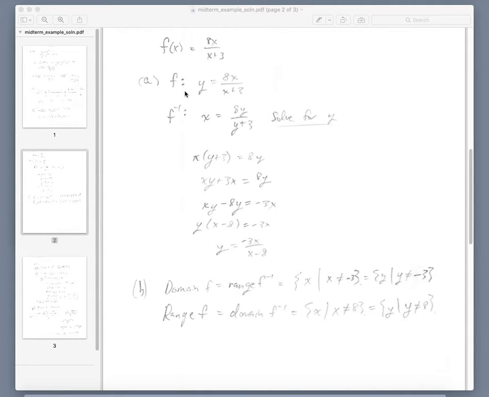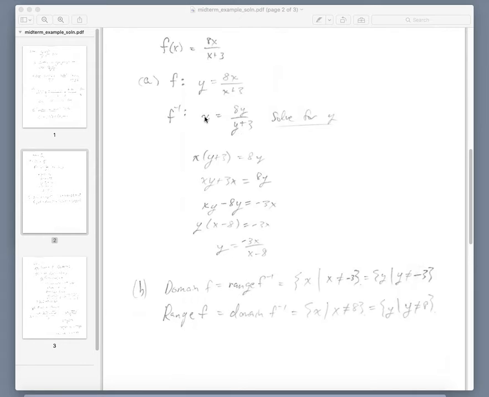Really, inverse functions are the same relationship written in the opposite order. It's the same relationship, but you swap the inputs for the outputs, or you swap the x's for the y's, okay? And so that's what you do. F takes x's and sends them to y's according to this top equation here. What you do for f inverse is you just switch all the letters, okay? So x equals 8y divided by y plus 3. And then you solve for y. You solve for the output of the inverse function.